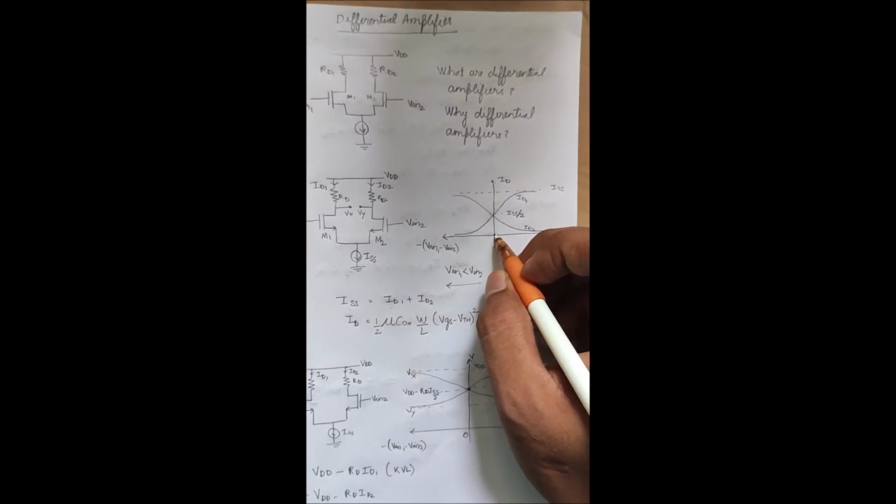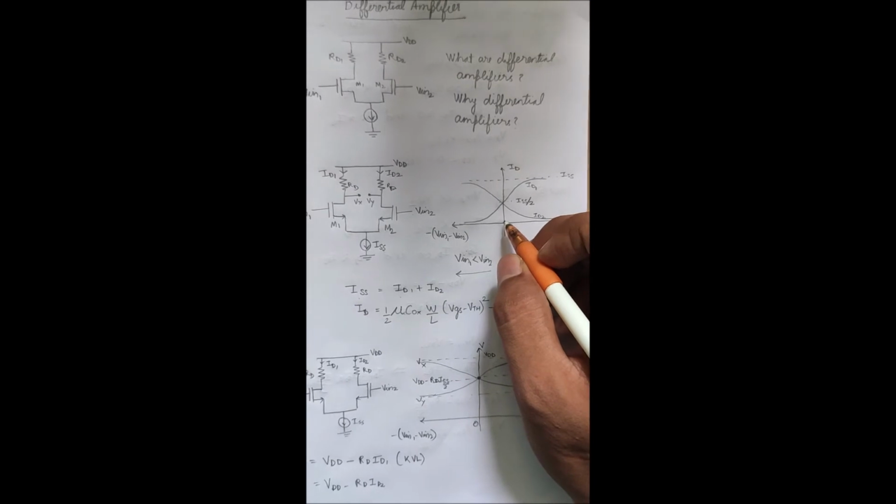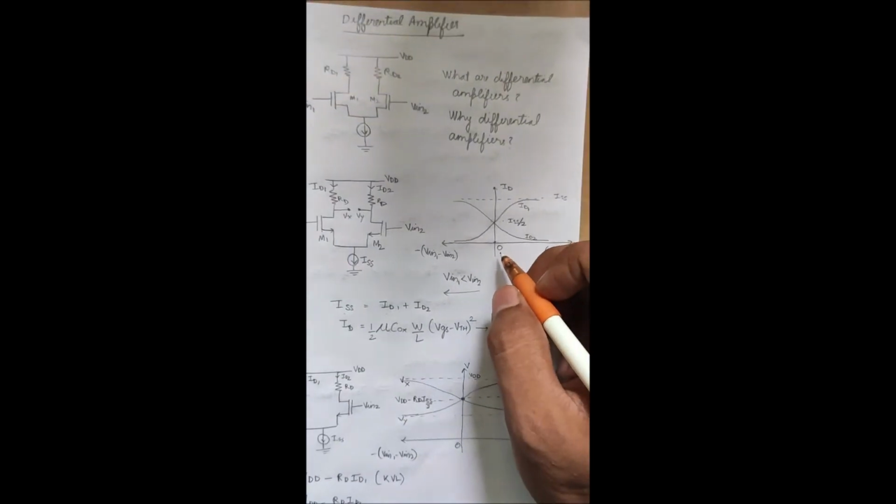This point represents when VN1 is equal to VN2. That is, the difference between them is 0, right? So at this point, ID1 is equal to ISS by 2 and ID2 is also equal to ISS by 2. That is, they both are sharing the current equally. This is the current graph. Now coming to this voltage graph, as you can see, this is also a very similar graph.